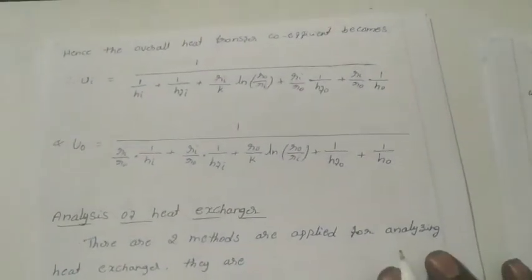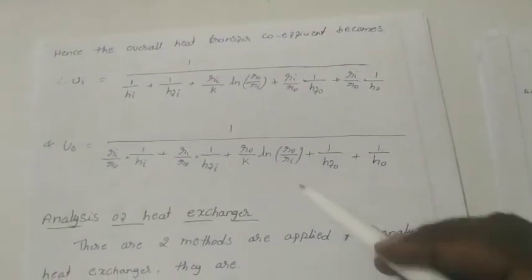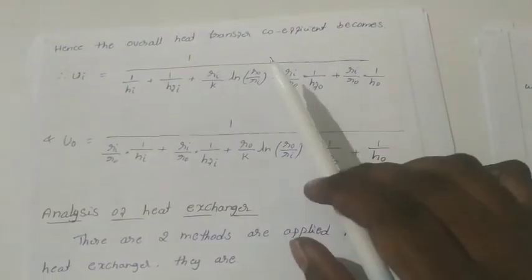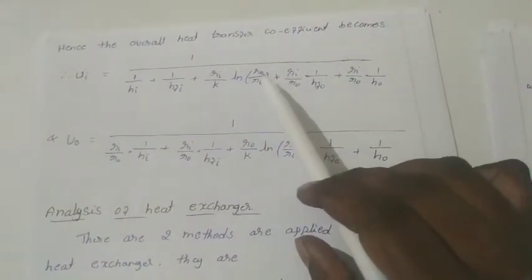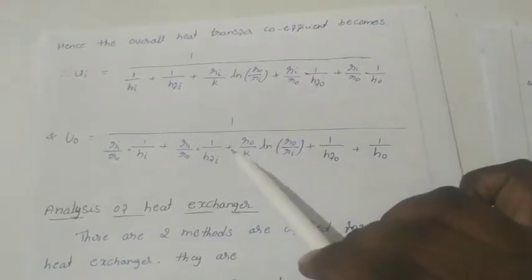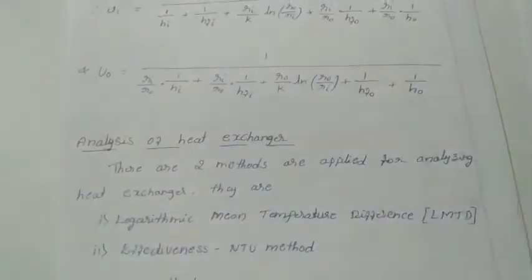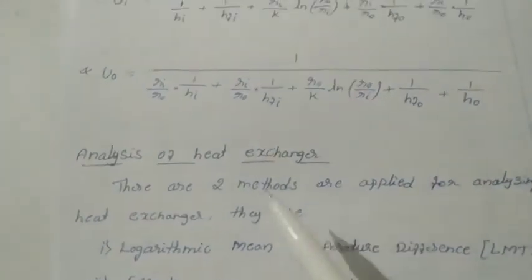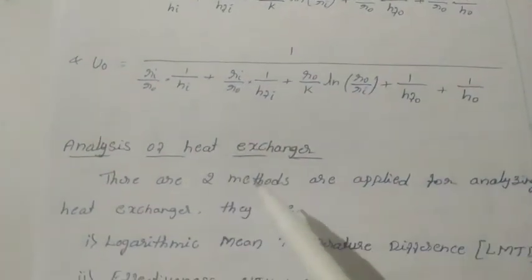Hi guys, last class we discussed the overall heat transfer coefficient for the cylinder, based on the inner radius and based on the outer radius. Now I will continue from there. We are going to go for the analysis of heat exchangers.